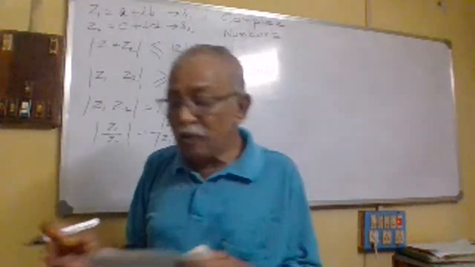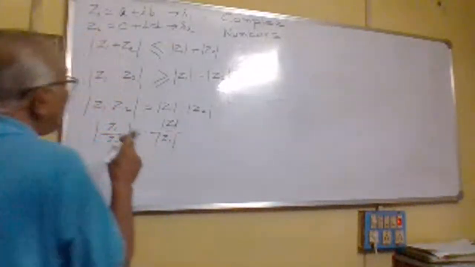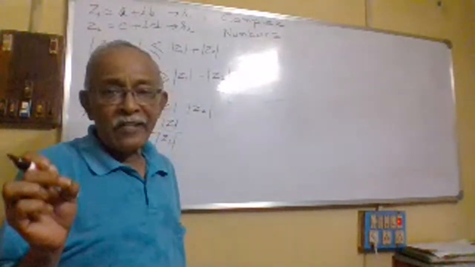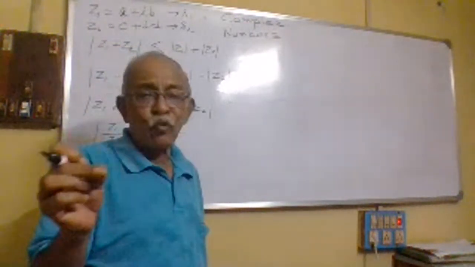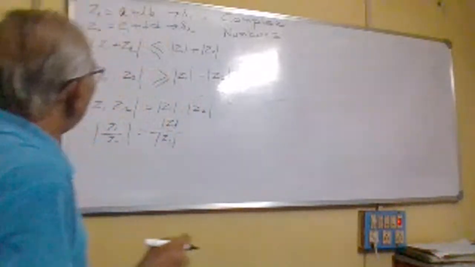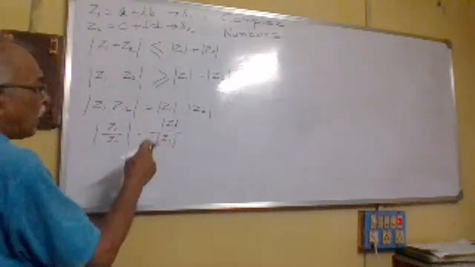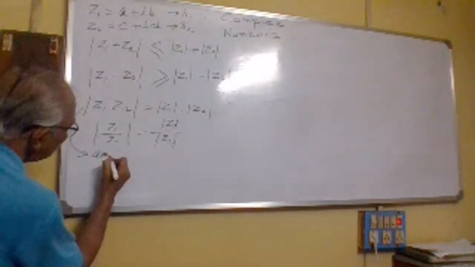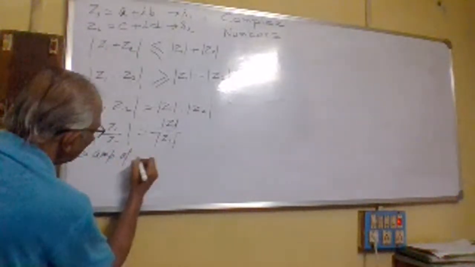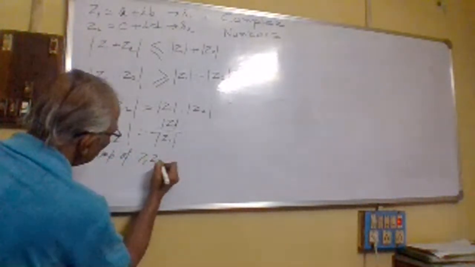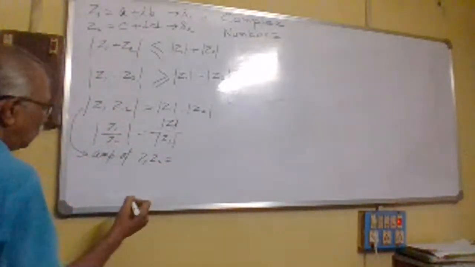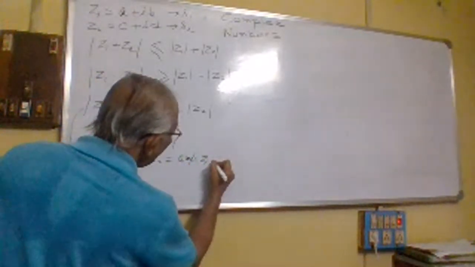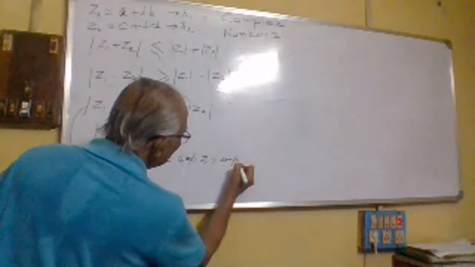Now, amplitude of a product. Amplitude is theta. As I said, tan theta equals y by x, or theta equals tan inverse y by x. Theta is known as the amplitude. Amplitude of a product, remember this one: amplitude of the product Z1 Z2 is equal to amplitude of Z1 plus amplitude of Z2.